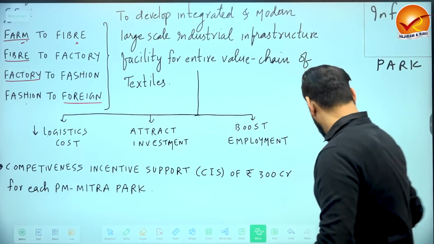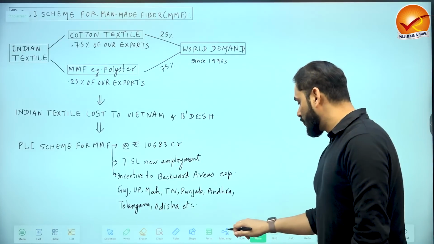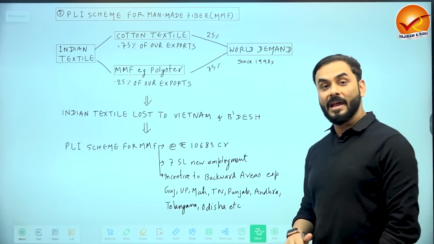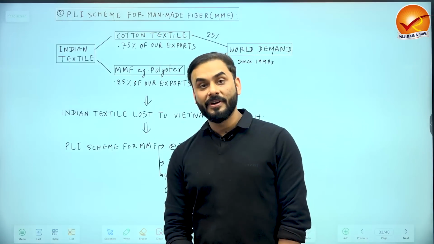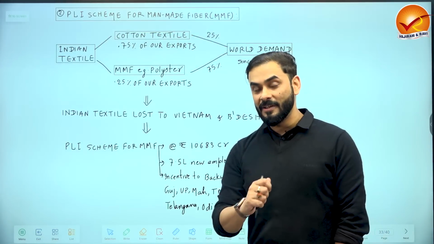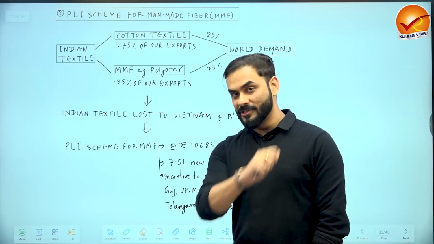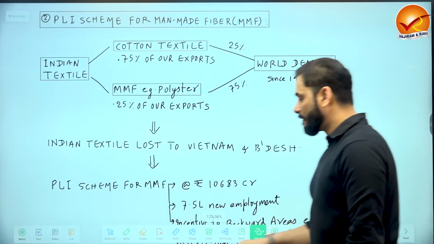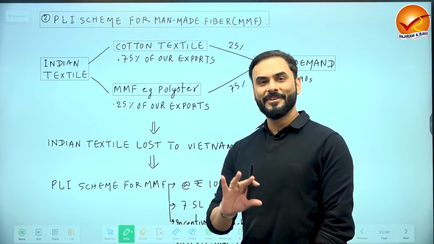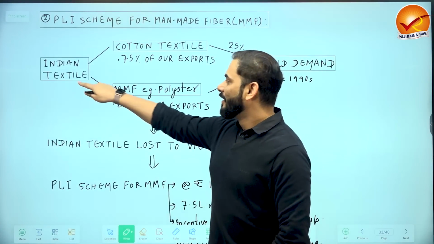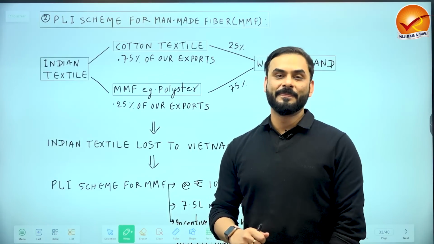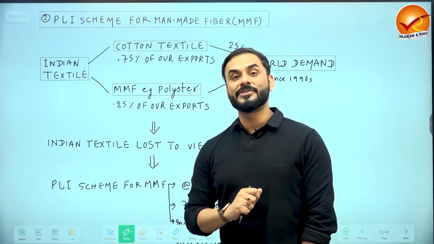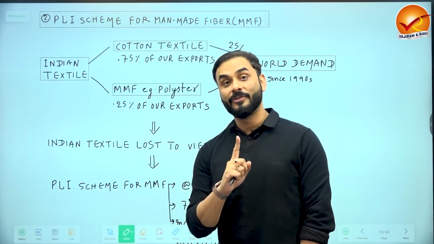All right. Now let's get into this very interesting scheme called the Production Linked Incentive Scheme for Man-Made Fiber. This was launched by the Government of India recently. It's a very recent scheme for textile fibers. I'll tell you what the scheme is. Look at this, please. There is a very small story and you will understand it in a minute. Suppose we are talking about Indian textile.